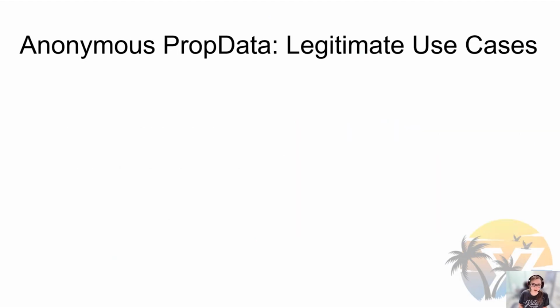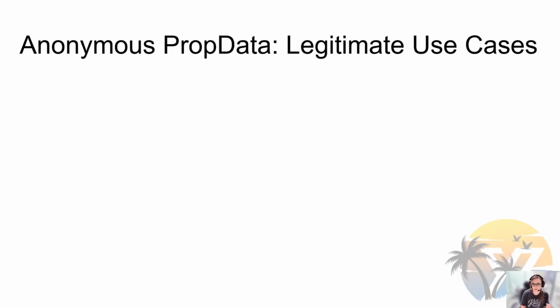So if there are so many problems with anonymous prop data, what are actual use cases for it? When would you actually use it? I can't give you a hard and fast rule for when it's a good idea to use anonymous prop data. This is why it's important for everyone to really understand how it works, so that if you have the idea to use it, you can evaluate that idea to see if it's wise or not. Legitimate use cases are going to be few and far between.